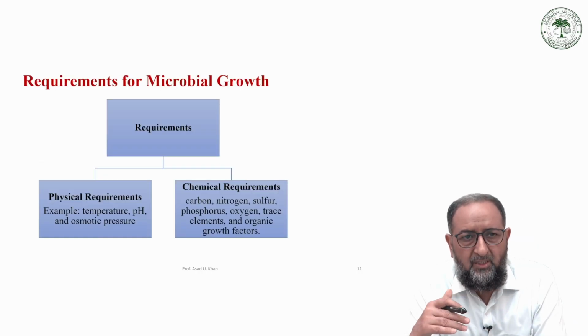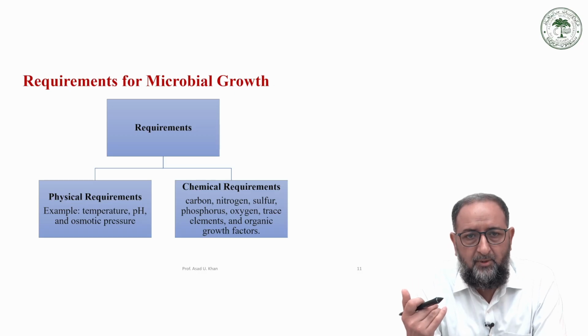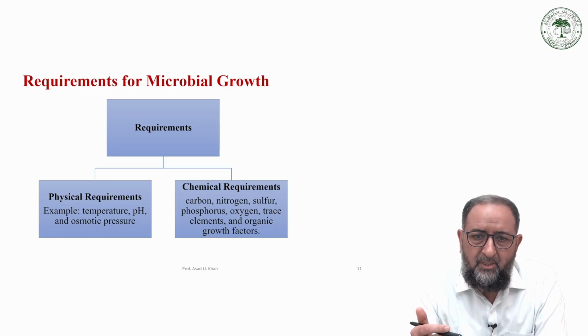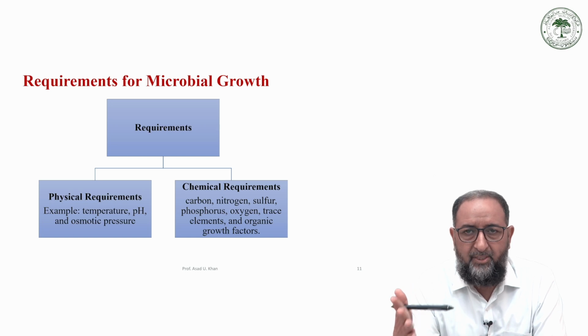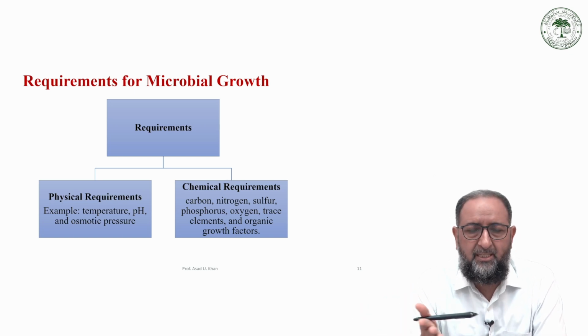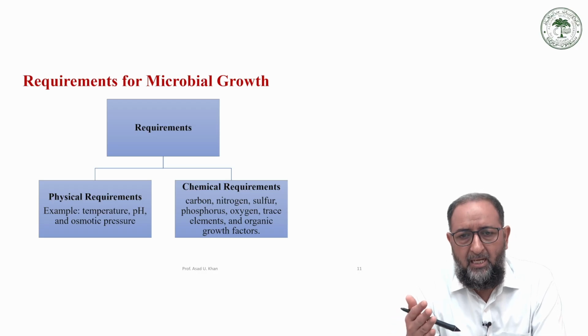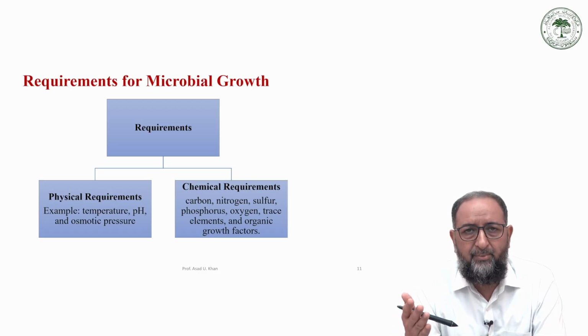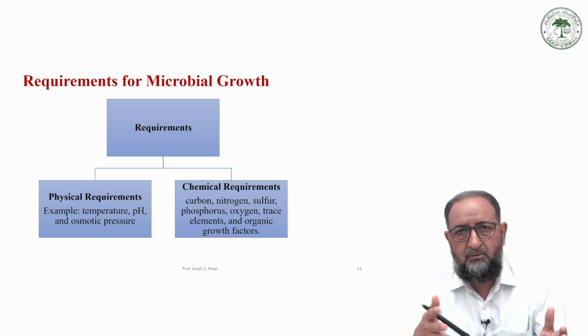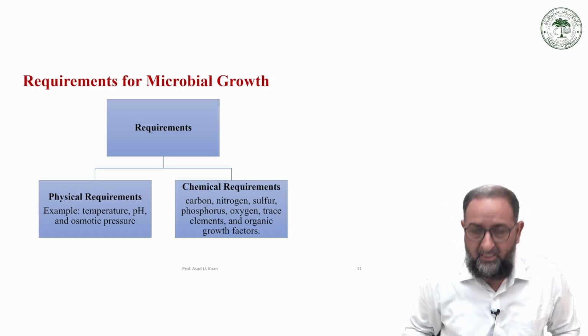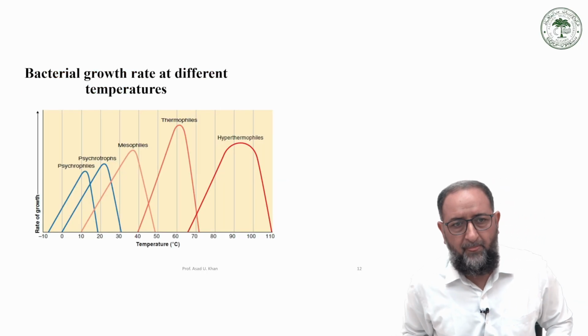Now, what are the requirements for microbial growth? You have physical requirements, and then you have chemical requirements. In physical requirements, you have temperature, pH, pressure, and in certain cases humidity, like water content. In chemical requirements, you have media, carbon compounds, phosphorus, oxygen, and different nutrients which can provide the energy for the cells to grow.